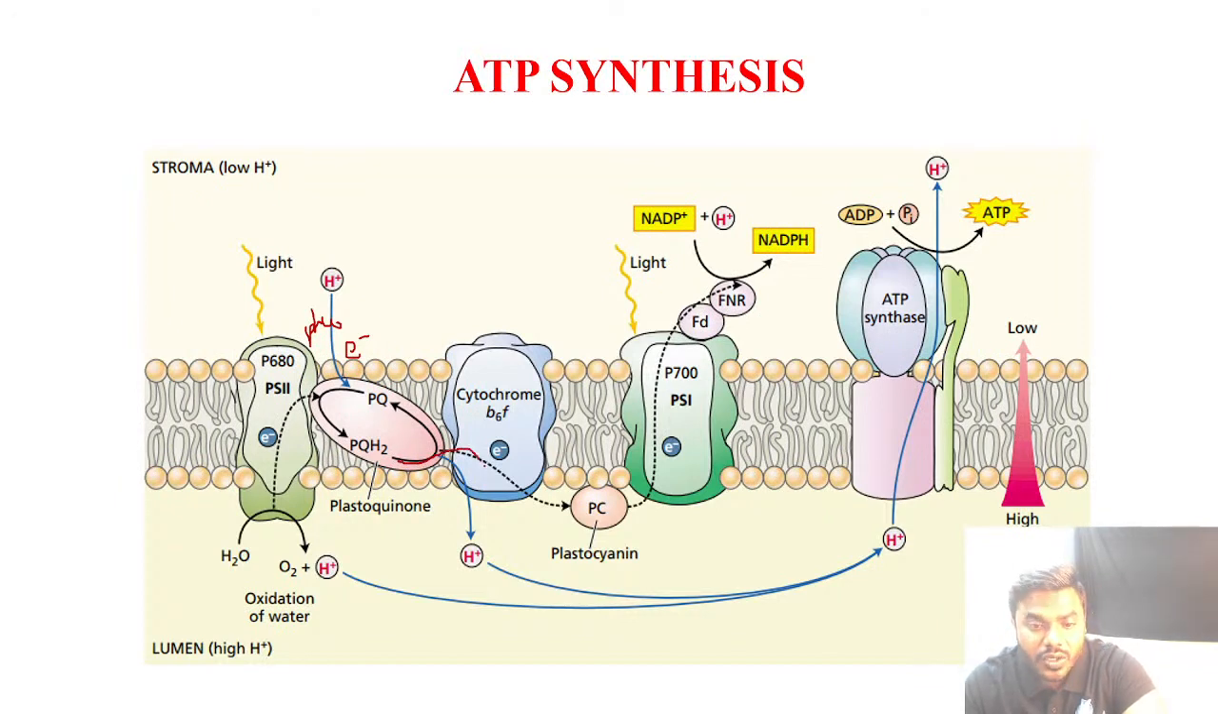PQH2 sends the electrons to what? Cytochrome b6f. We all commonly know that. Now listen to my statements carefully. Upon sending the electron to the cytochrome b6f, PQH2 is oxidized back to PQ. Anyway, the electron is sent to the cytochrome b6f. But my friends, what is the fate of the proton? All of you pay attention.